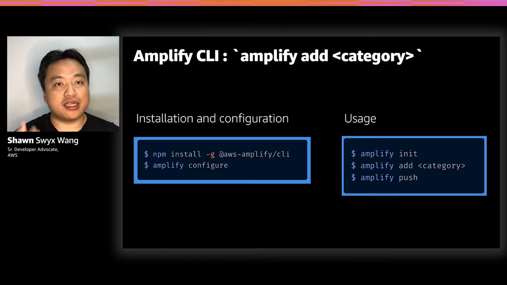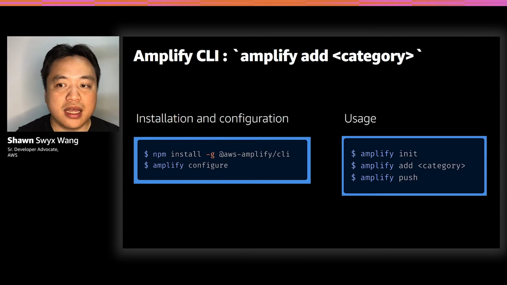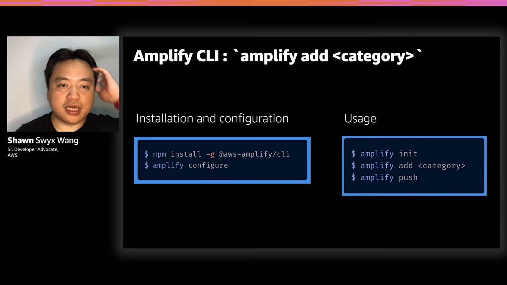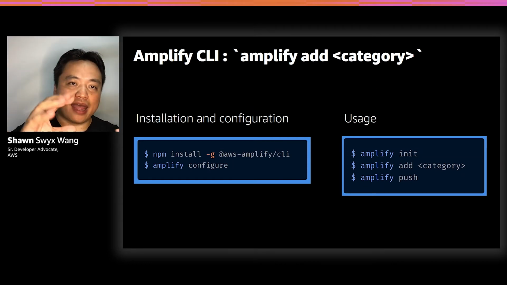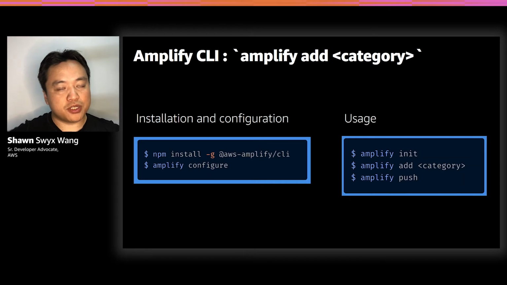So in case you're familiar with AWS already, you'll be using your same account settings as well. The usage has a very typical grammar. It's Amplify init, Amplify add category, and then Amplify push. So init starts the project, add modifies the project, and then push pushes out the project for deploy. And we'll talk about the categories in a second, but basically there's a bunch of different categories.